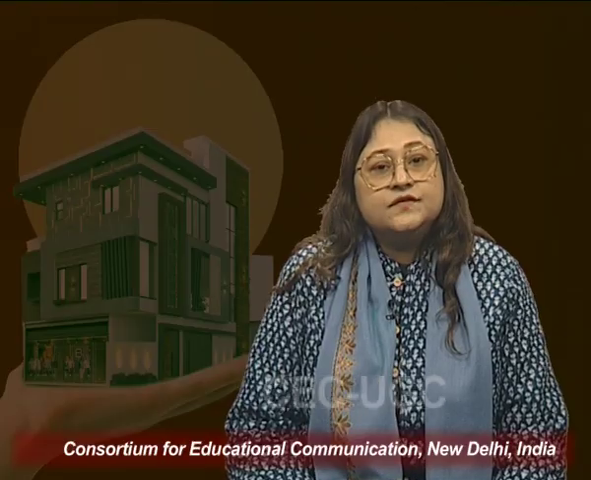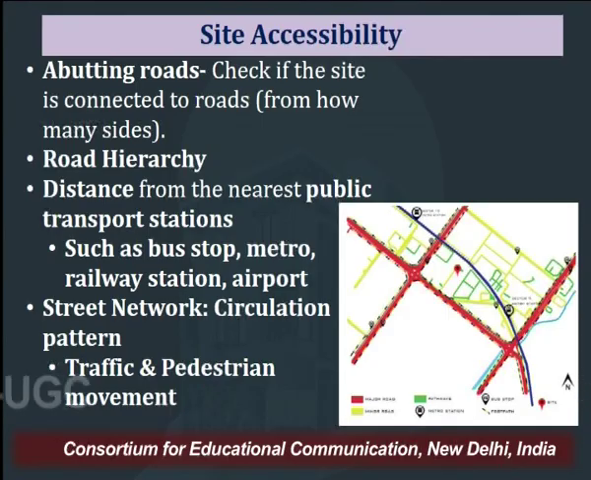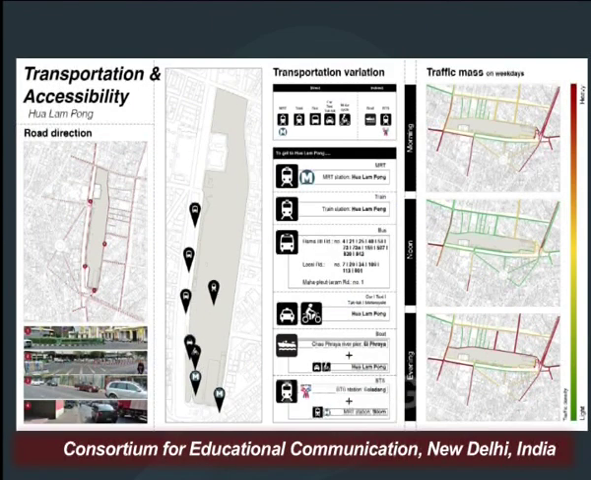So, abutting roads means the roads which are nearby around the site. So, you have to check if the site is connected to that road, how many sides road is present in your site, what is the width of that road, what is the distance from the nearest transport station such as bus stop, metro, railway station, what is the street circulation pattern, what are the types of movement that are happening. So, all these factors will be important when you are working on your site.